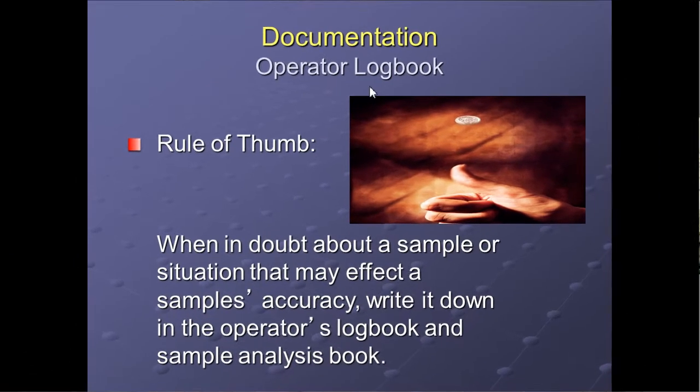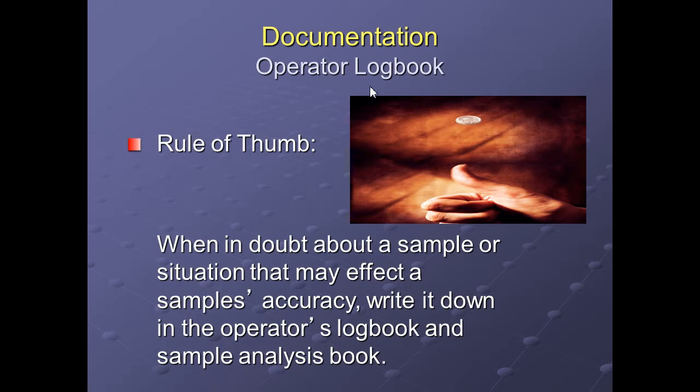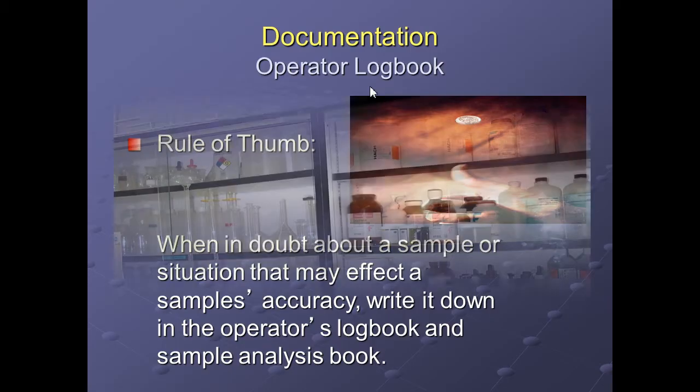So rule of thumb here: when in doubt about a sample or situation that may affect the sample's accuracy, write it down on the operator's logbook and in the sample analysis book. So if you don't know, something looks a little bit different, and you're wondering, I don't know if this means anything or not, should I write it down or not? Just a nice little rule of thumb is go ahead, write down whatever condition you see, and make sure it's documented on paper so someone could follow along.